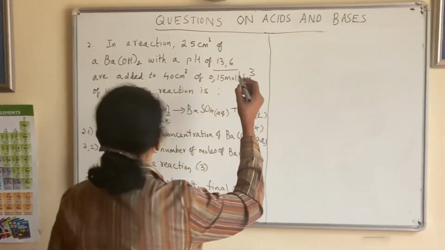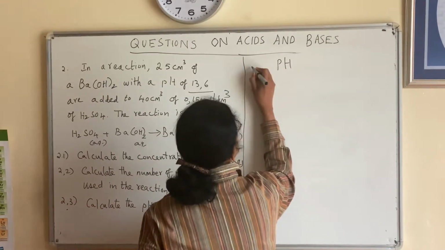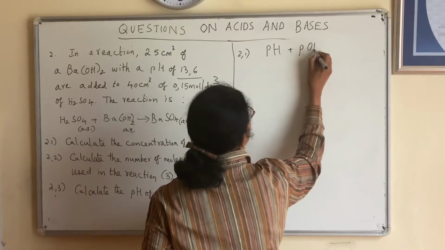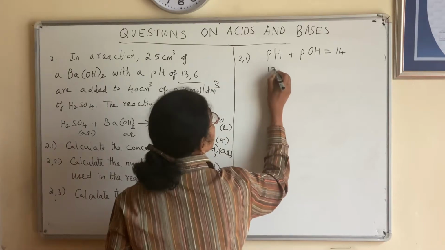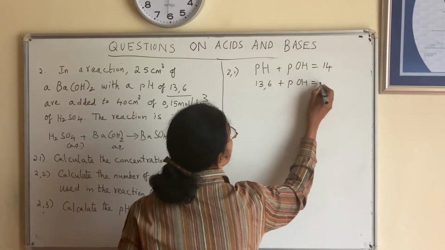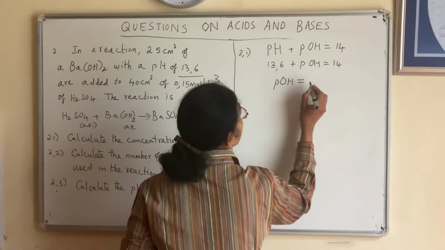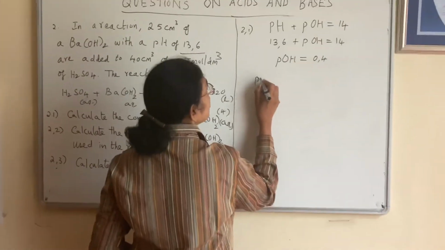What we are going to do, the first part is starting with pH. The pH is 13,6. I'm going to use this formula: pH plus pOH is equal to 14. So the pH is 13,6 and the sum is 14. When you do that, you get pOH is equal to how much? It is 0,4.